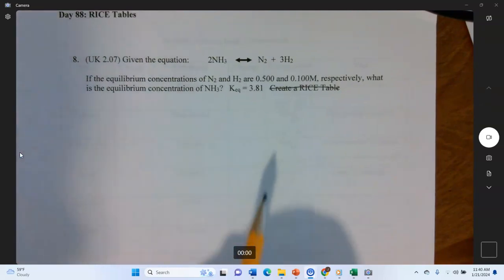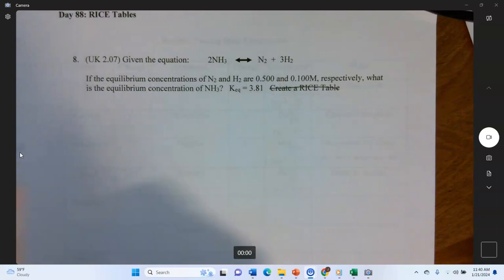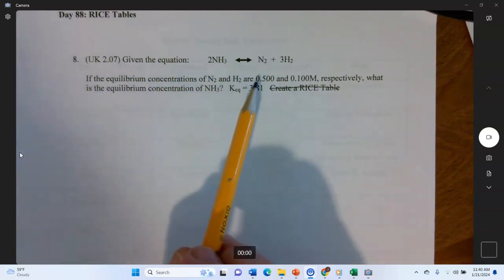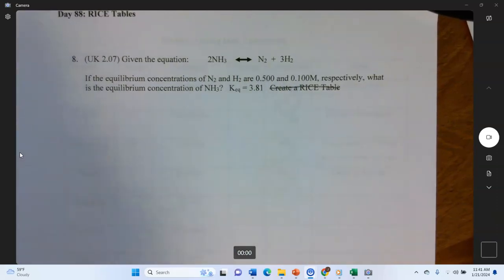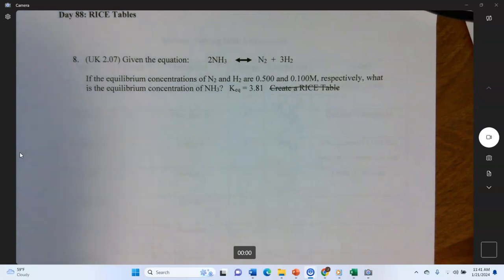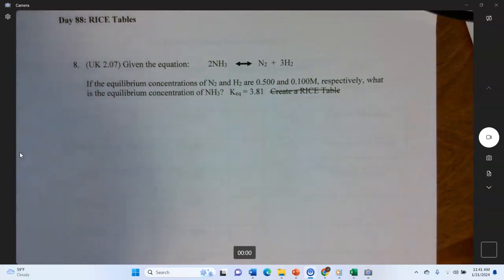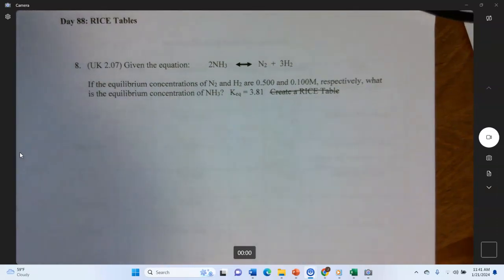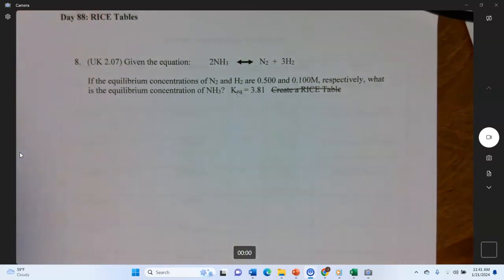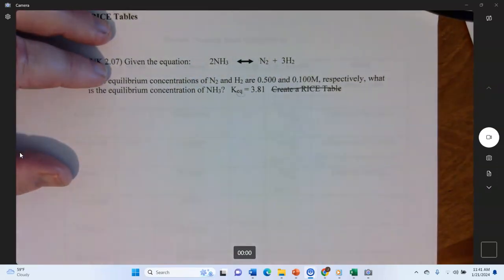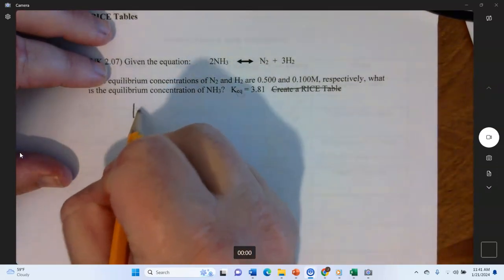Okay, so it says you have this same reaction we just saw. If the equilibrium concentration of N2 and H2 are 0.5 and 0.1 molar respectively, what is the equilibrium concentration of NH3? Again, let's write the law of mass action. We did it on the last problem. Sometimes you can just generically say K equilibrium. It could be concentration or pressure, but it was concentration on the last one, so let's write it.